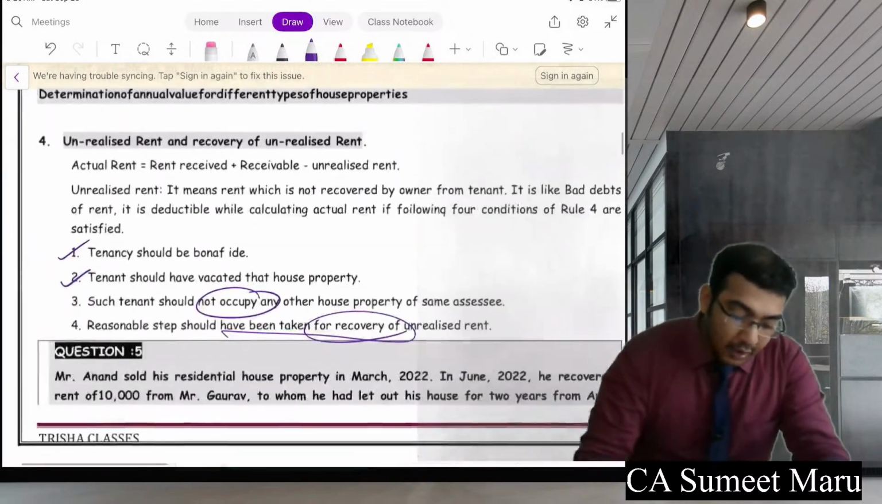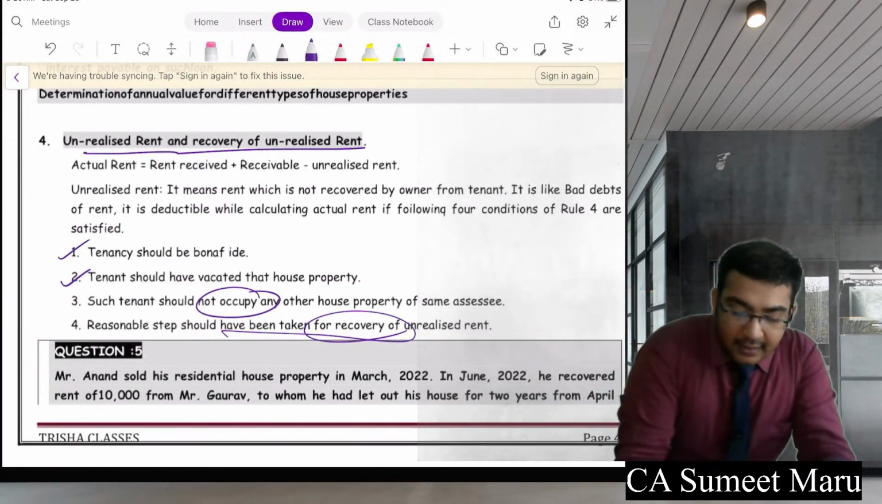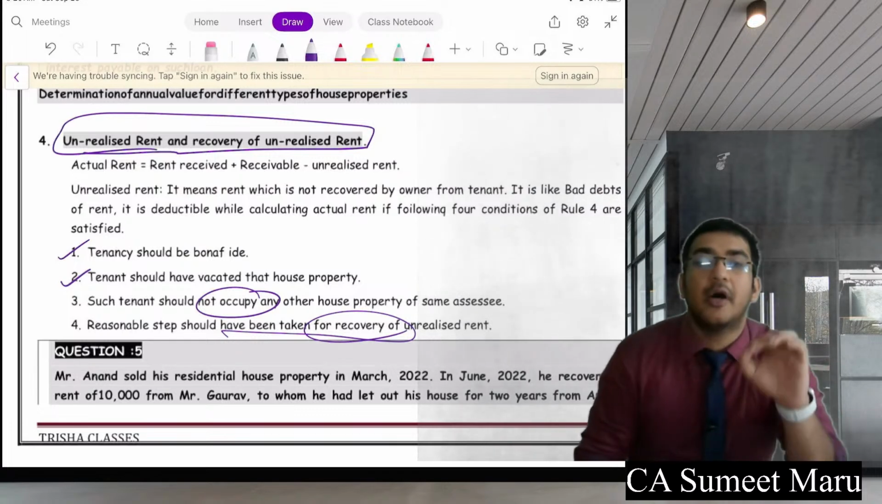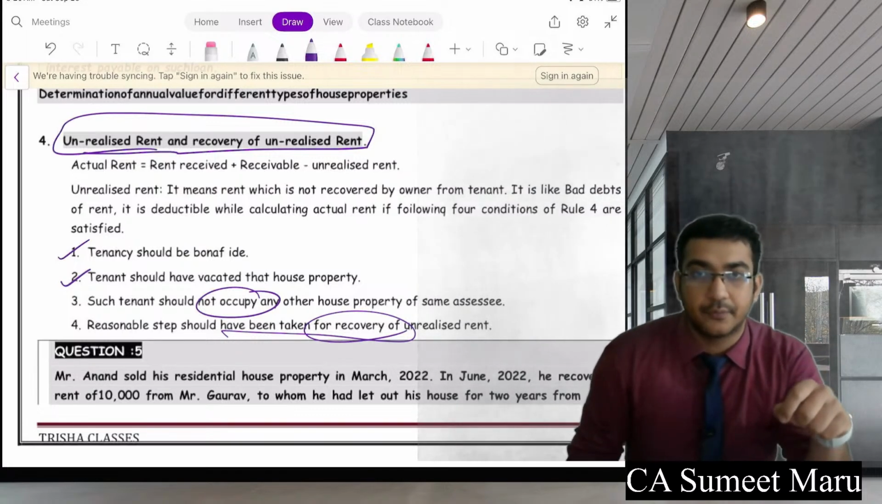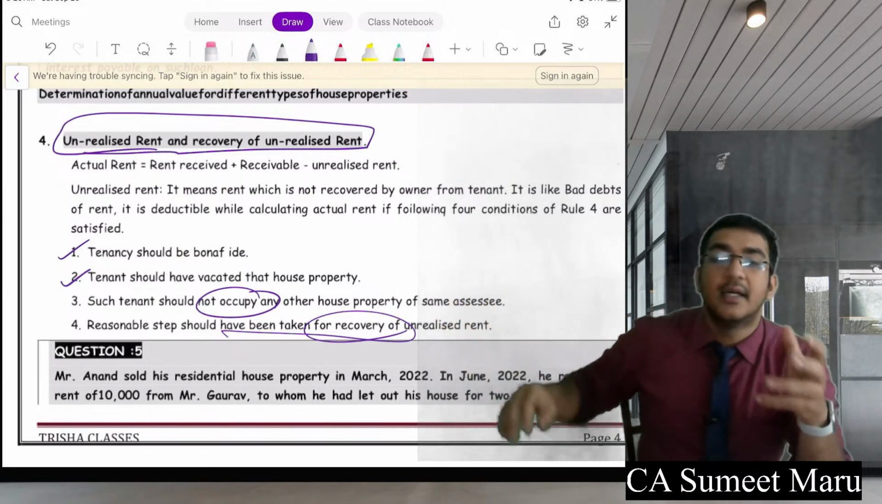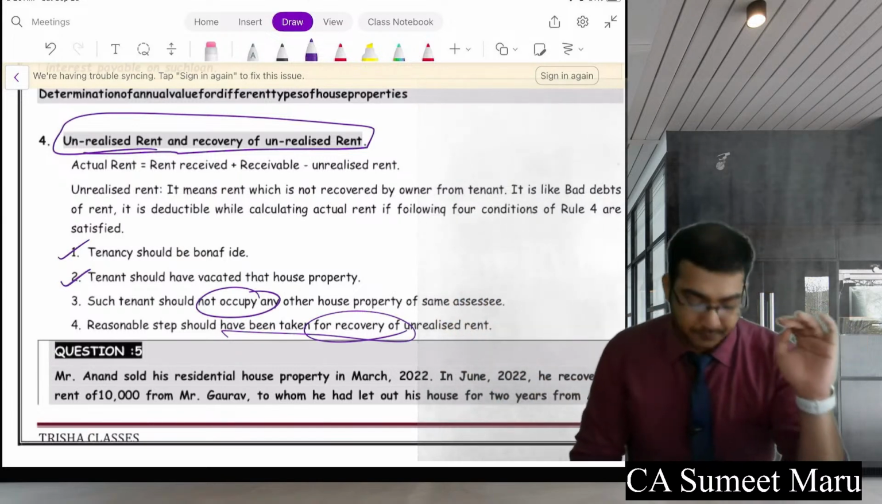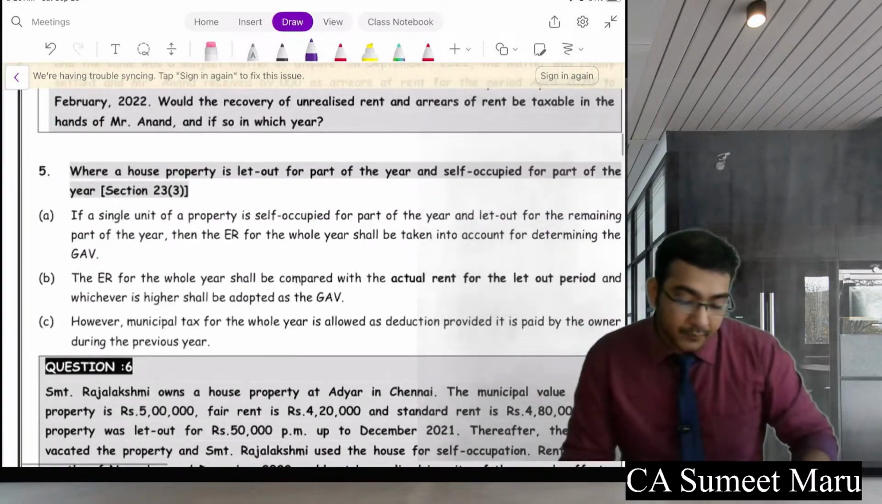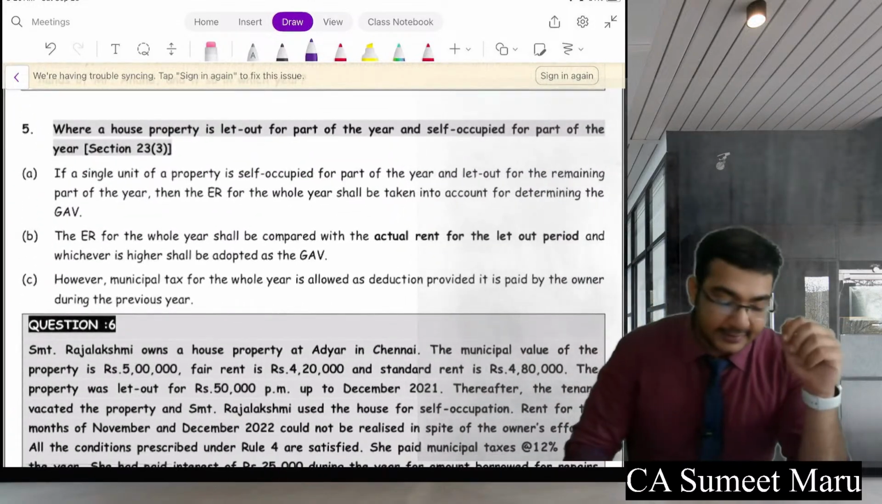Next is your unrealized rent and recovery of unrealized rent. If you have any unrealized rent with you, and the rule 4 conditions are satisfied, you are allowed to deduct this. So that's the only case there.